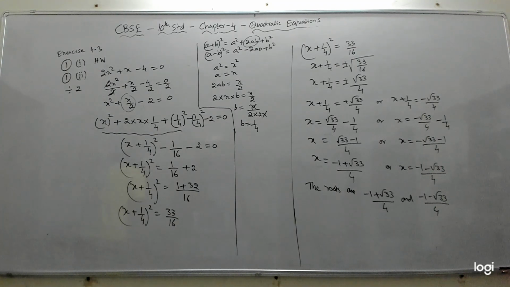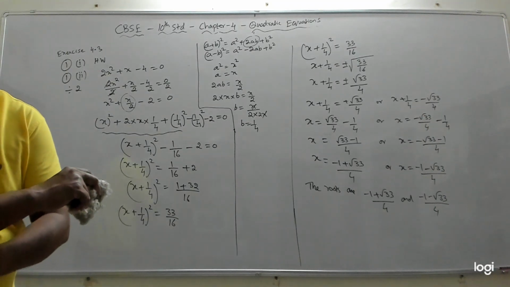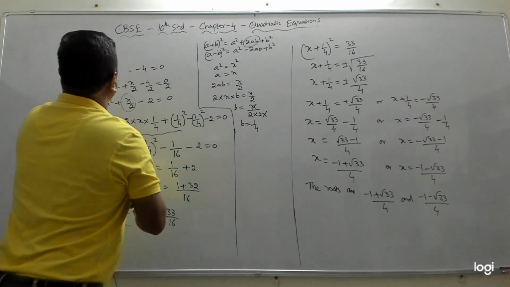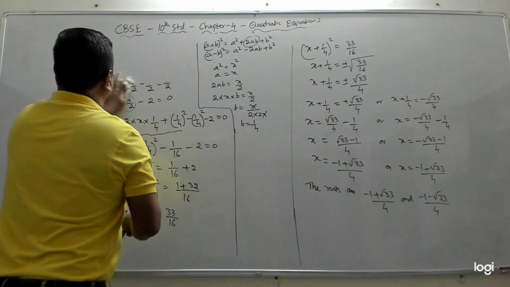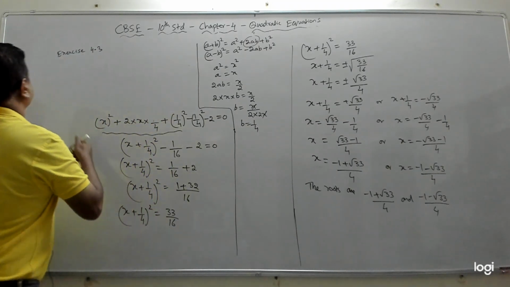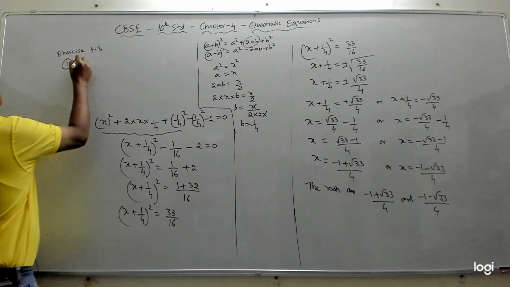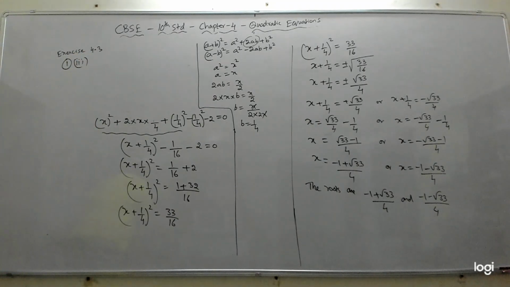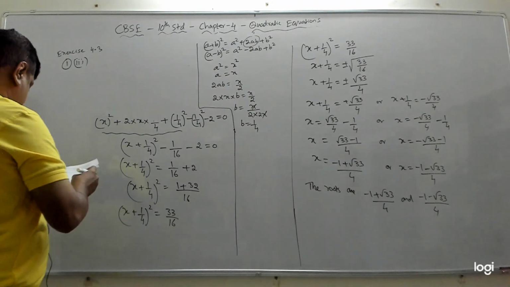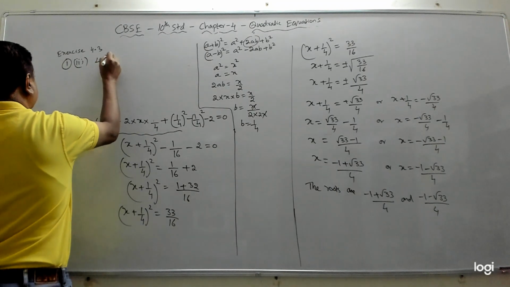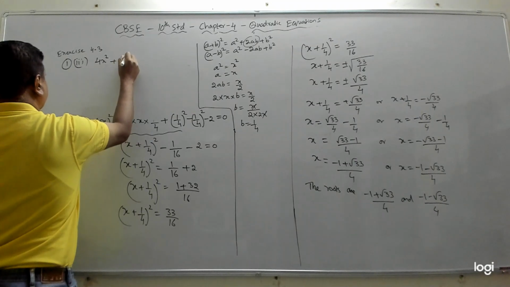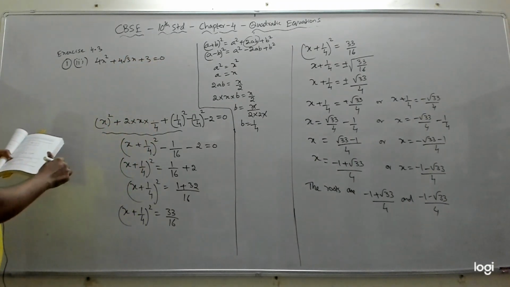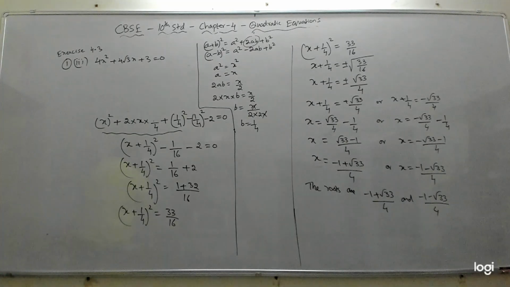Fine. So we will do the third one now. Okay? Let me erase this. In the first problem, third subproblem. We'll do the third subproblem in the first one. The question is, we have to solve by the method of completing squares, which is 4x square plus 4 root 3x plus 3 equal to 0. So we need to solve this by the method of completing squares.